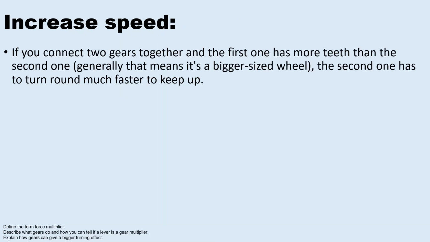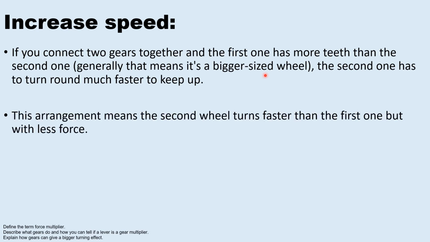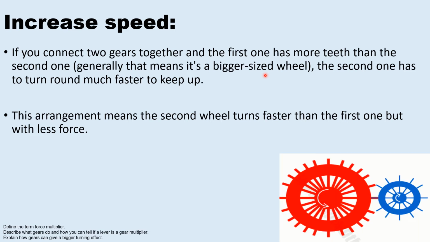So this is what happens to increase speed. If you connect two gears together and the first one has more teeth than the second one, generally that means it's a bigger sized wheel. The second one has to turn around much faster to keep up. This arrangement means that the second wheel turns faster than the first one, but with less force. So here we have it on the diagram: turning the red wheel with 24 teeth would make the blue wheel with 12 teeth go twice as fast but with half as much force.